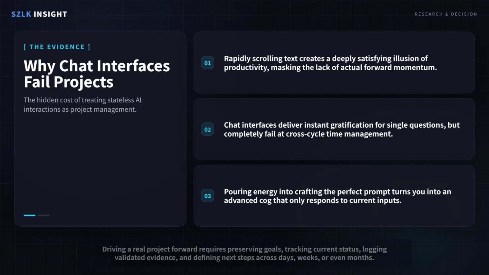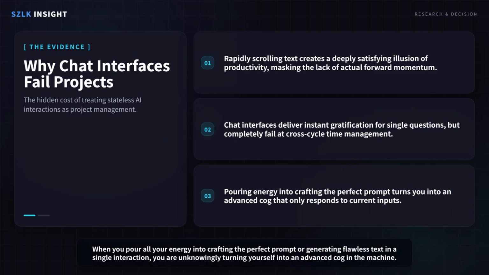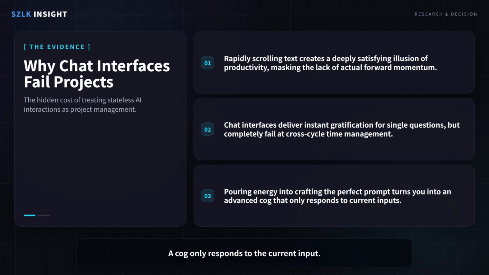Driving a real project forward requires preserving goals, tracking current status, logging validated evidence, and defining next steps across days, weeks, or even months. When you pour all your energy into crafting the perfect prompt or generating flawless text in a single interaction, you are unknowingly turning yourself into an advanced cog in the machine. A cog only responds to the current input. It has no memory of yesterday and no plan for tomorrow.